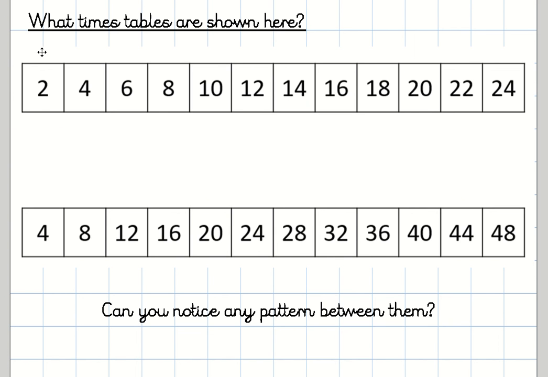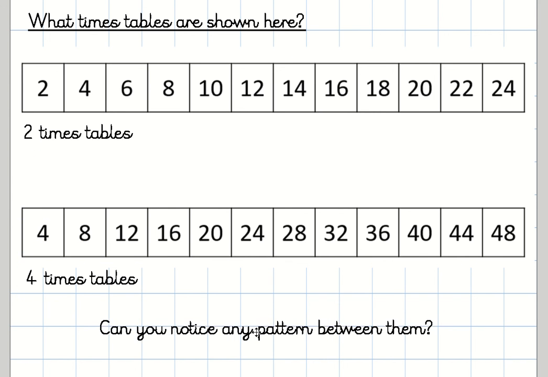What I've got here are 2 number lines, and the first thing I want you to think about is what times tables are shown on these number lines. Have a look at what they go up in, and therefore what number times tables they represent. So here, 2, 4, 6, 8, 10, 12, 14, 16, 18, 20, 22, 24. Hopefully you've noticed that that's the 2 times tables. And then this one we've got 4, 8, 12, 16, 20, 24, 28, 32, 36, 40, 44, 48. Hopefully you've noticed is the 4 times tables.